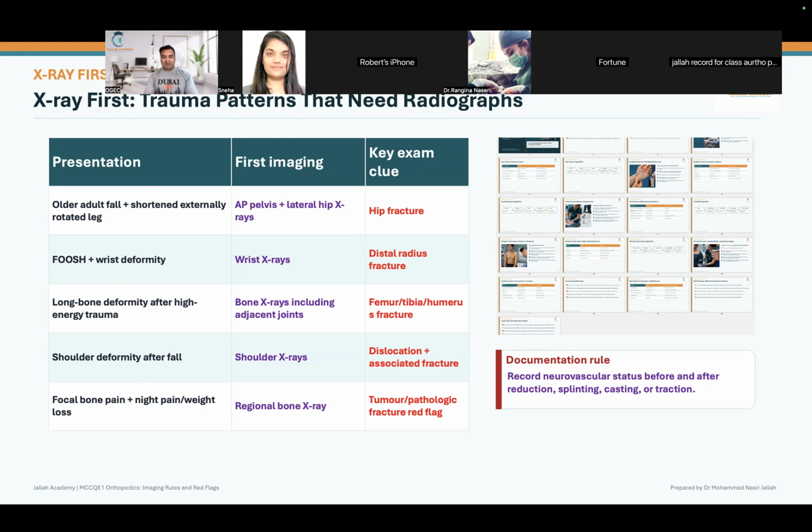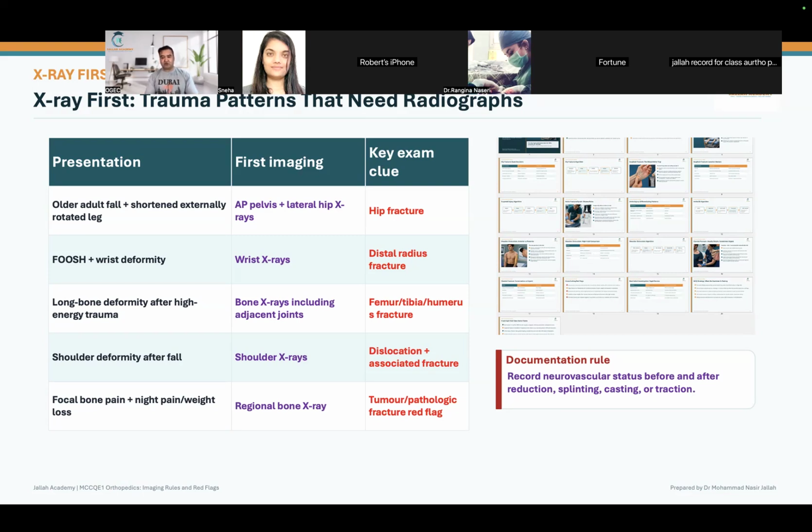Focal bone pain plus night pain and weight loss. What is it? Constitutional signs and symptoms. The patient has night pain, the patient has weight loss, and probably the patient is having pain also. These are all pathological or constitutional findings. So for this, a regional bone X-ray, and most of the time it will be either a tumor or a pathological fracture, along with other red flags.